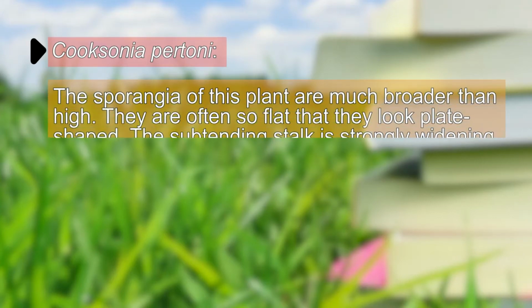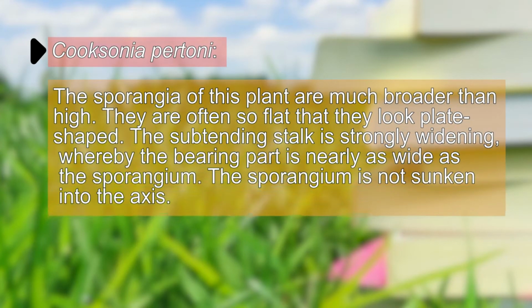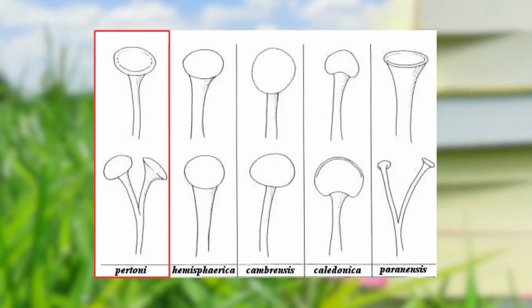The first one is Cooksonia pertoni. The sporangia of this plant are much broader than high. They are often so flat that they look plate-like. The subtending stalk is strongly widening, whereby the bearing part is as wide as the sporangia. Here are the pictures of pertoni. You can see the sporangia takes the shape of a plate.